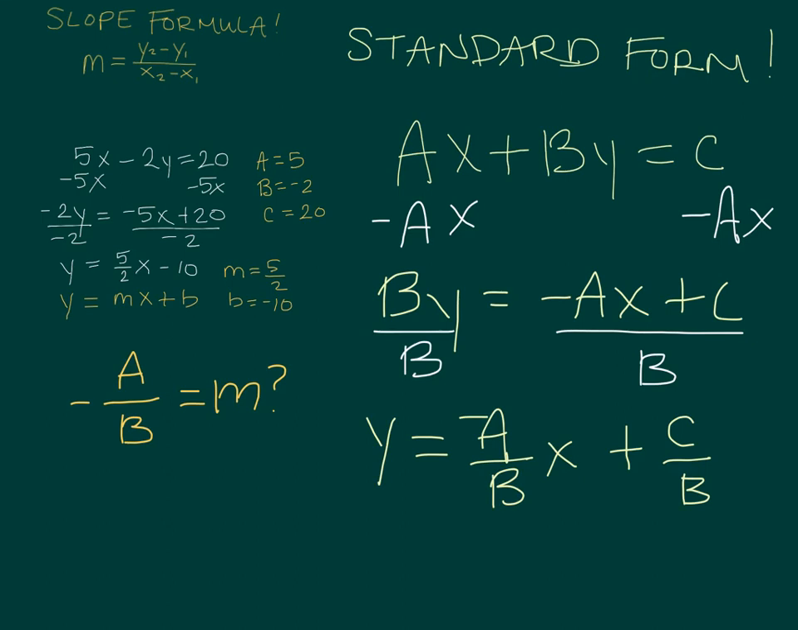So it turns out that I can look at my standard form and immediately know what the slope is if I just remember to take the a, in this case up here, 5, divided by b, it's negative 2, and make this whole thing negative. And that will give me my slope.